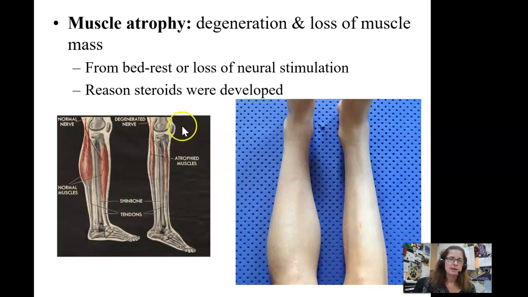So ultimately, this is why steroids were developed. If somebody was on bed rest for a particular period of time, or they were having some kind of medical issue, but there was hope, like, okay, we're going to get them back on their feet, and we need to make sure they maintain the muscle mass. So they came up with steroids as a way to treat that and to help build muscle mass. Obviously, people have abused that.